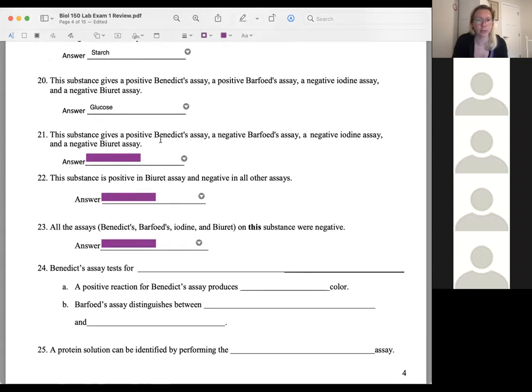All right, what about positive Benedict's, negative Barfoed's, negative iodine, and negative biuret assays? Maltose. Yeah, this is going to be our maltose. It is a reducing sugar, but it is not a monosaccharide. So that's why we have a negative Barfoed's result.